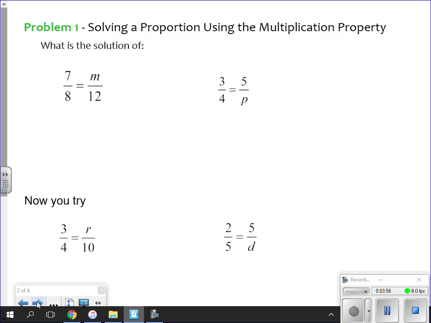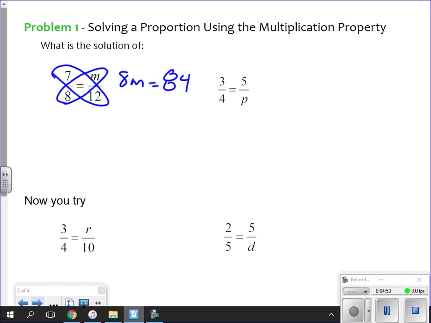Now, solving a proportion, and this is where your calculators will come in handy in getting your answers today. When you have a proportion, it's very, very easy to do. You do the cross product. If I only have one variable, I like to do the one with the variable involved in it first. So, for example, on this one, 8 times m. So I have 8m equals 7 times 12. 7 times 12 is 84.